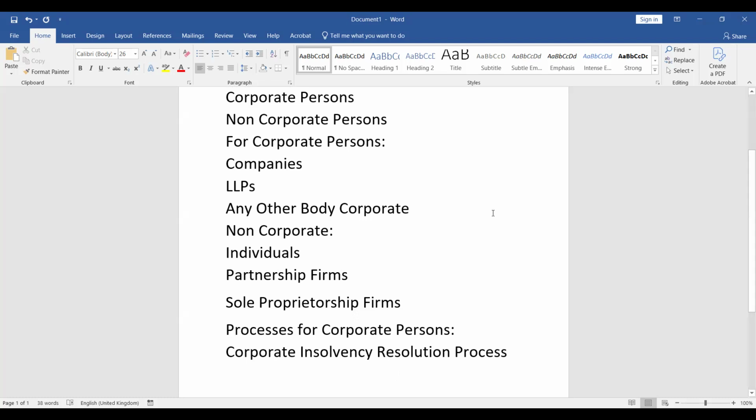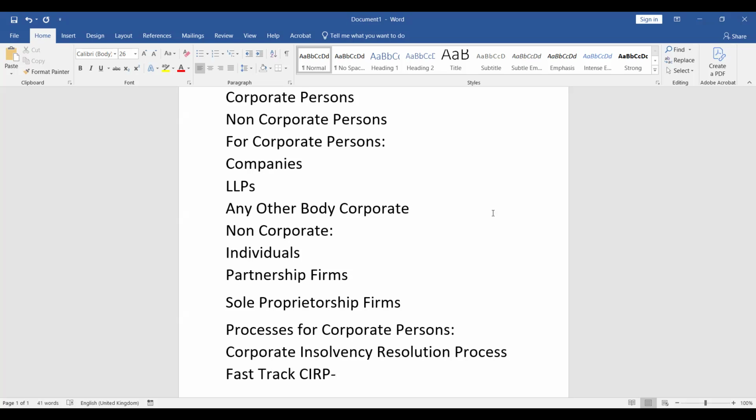In the corporate insolvency resolution process also, there is a fast track corporate insolvency resolution process. Fast track CIRP is also there, which is restricted for certain types of companies like startups, small companies, and companies with asset size not exceeding 1 crore. So fast track CIRP is also there.